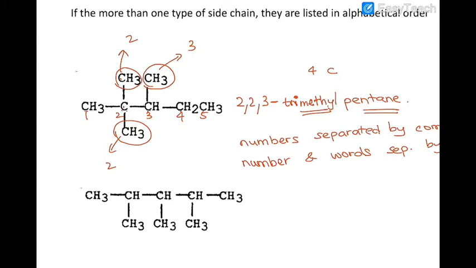Now again, the numbers that you give should have the lowest possible values. So you cannot have 4,4,3-trimethylpentane. The numbers are too high. You should have the lowest possible numbers.